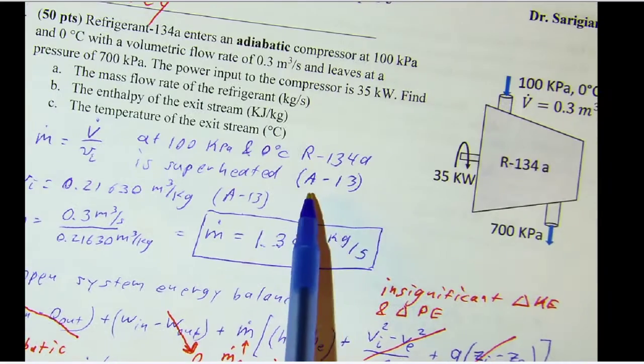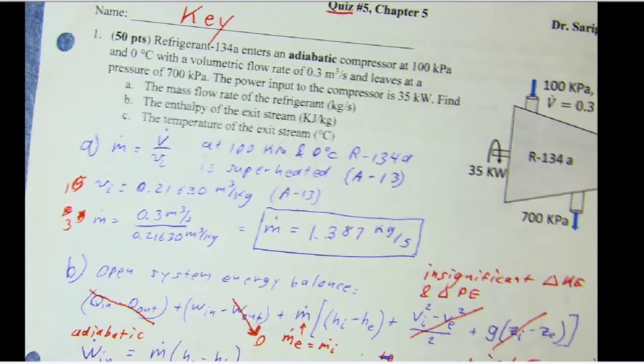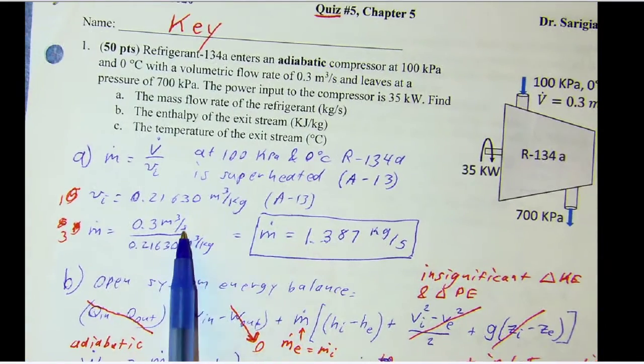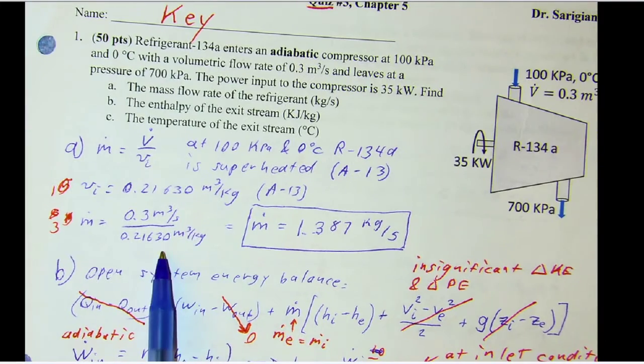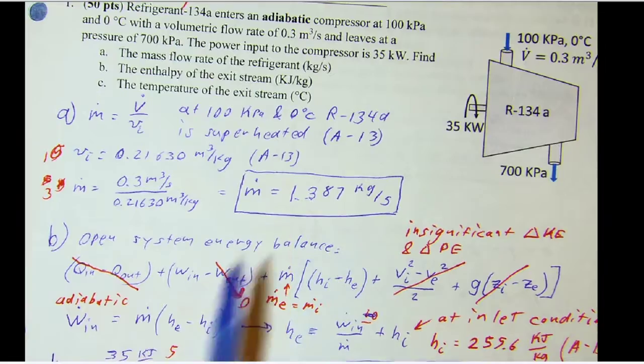Anyway, so this turns out to be superheated. So we can calculate a mass flow based on the volumetric flow and the specific volume. So that's correct. There were a lot of points taken off here.